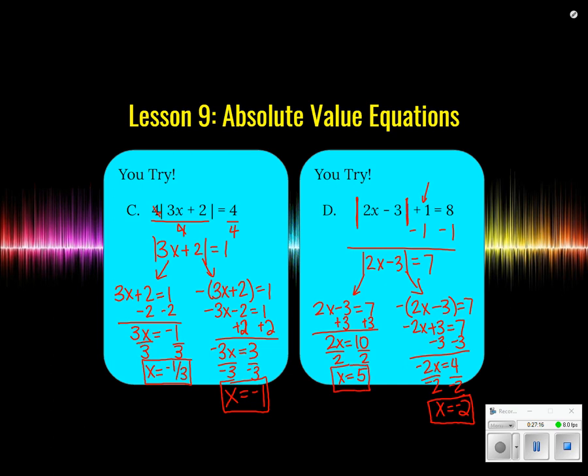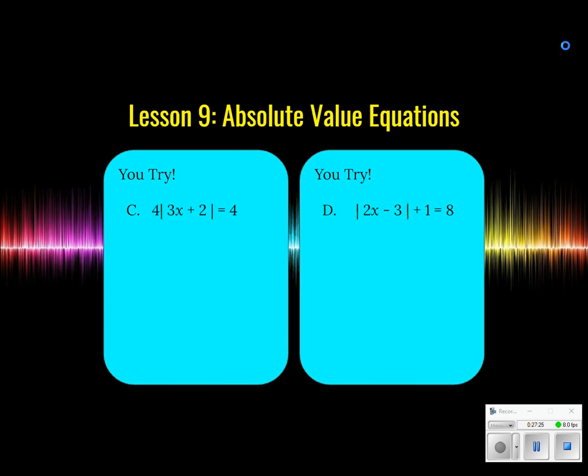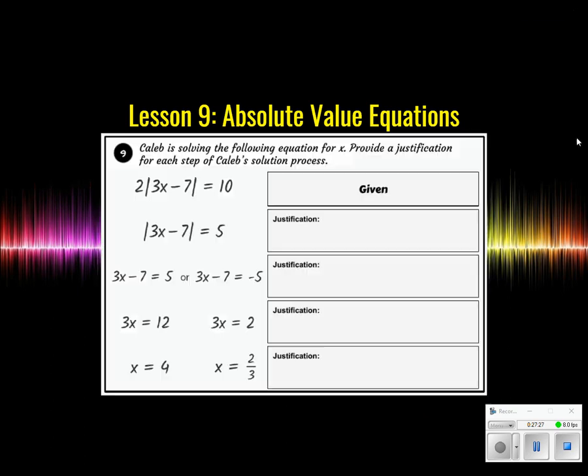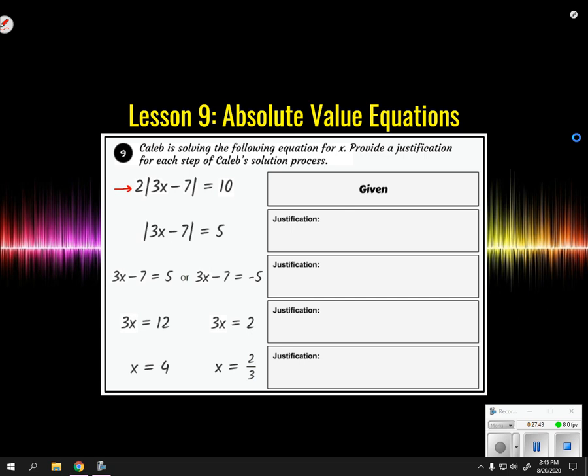Okay, and then you of course could go back and check and see how you were doing. But hopefully I'm your check right now. You could go back and check later. Alright, Caleb is solving the following equation for x. Provide a justification for each step of Caleb's solution process. So we have to figure out what Caleb did. So we're given our first equation, and then we have to figure out how they get from this step to this step. So what's missing?